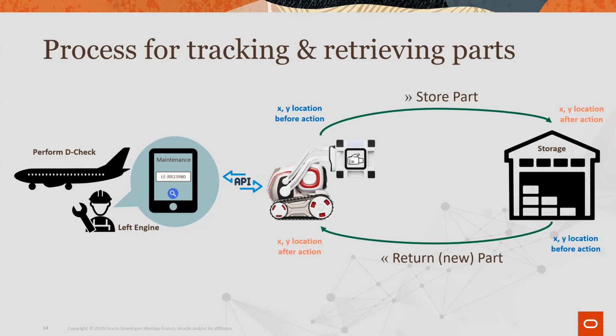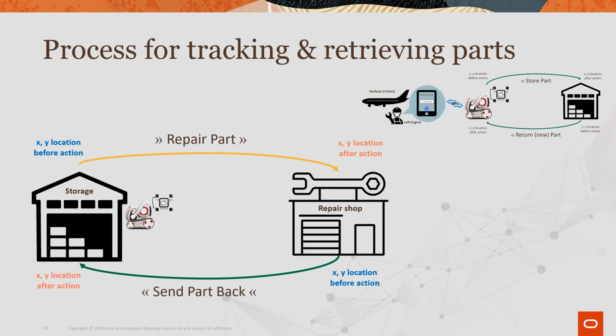What we want to record every time in the blockchain is the location of the spare part, so we can retrieve it easily. So we can tell the intelligent robot to pick up this part. So we record the location of the part, and we can also return a new part or the same part. What happens in the next section is that in the storage there's a person that initially checks the part, and then it can be sent even to the repair shop.